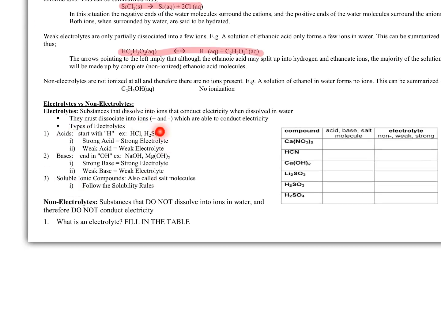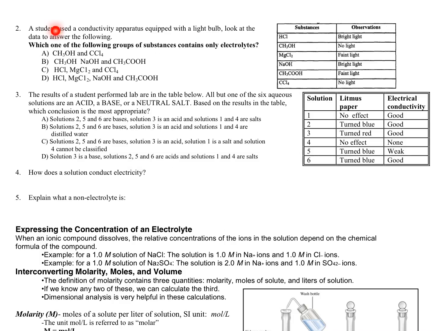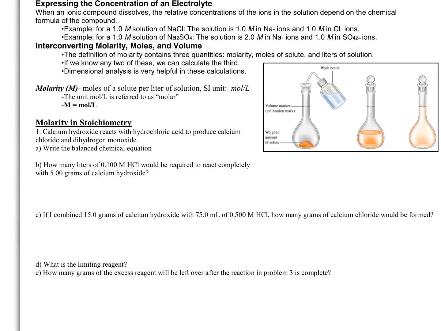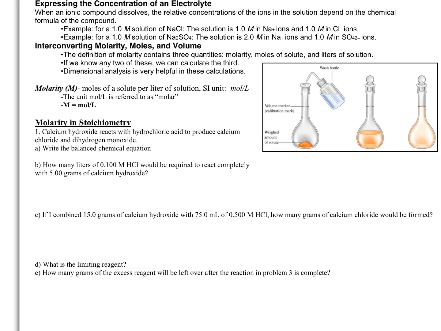There's a summary of all of this here, and a couple questions 1 through 5 on the next page. Now we'll continue with expressing concentration of an electrolyte. In other words, molarity. So for molarity, we can use the relative concentrations of the ions in relation to the compound based off of the formula.